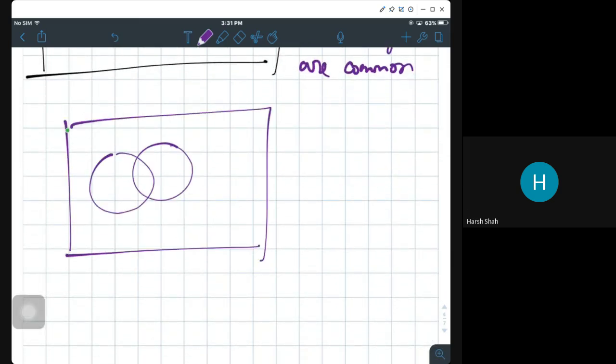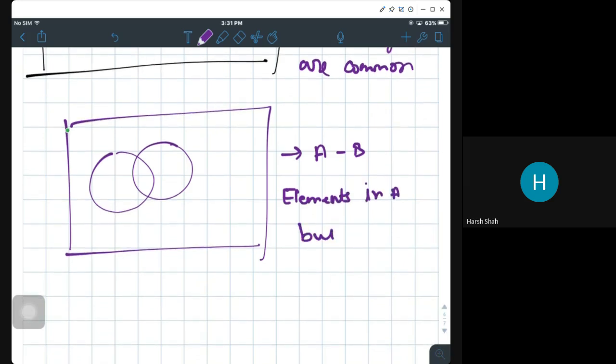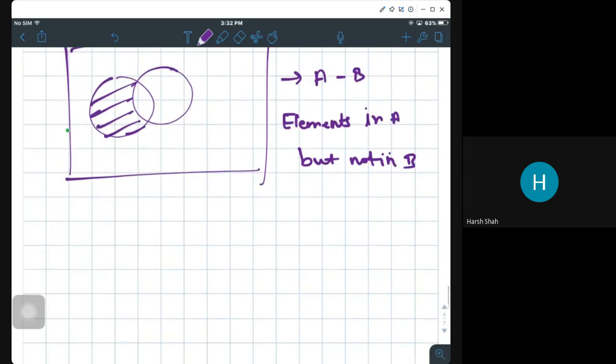Third, we have A minus B. A minus B means elements in A but not in B. So that means only this part, right? And similarly, if you have B minus A, let's say with red color, then I'll take elements in B but not in A, which is this part. Okay, is this fine?